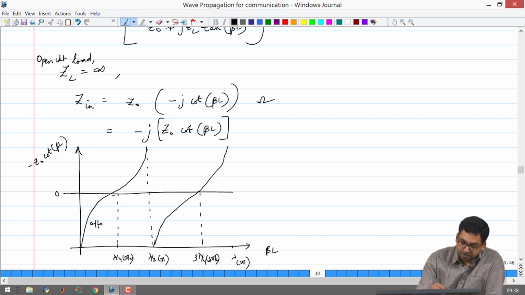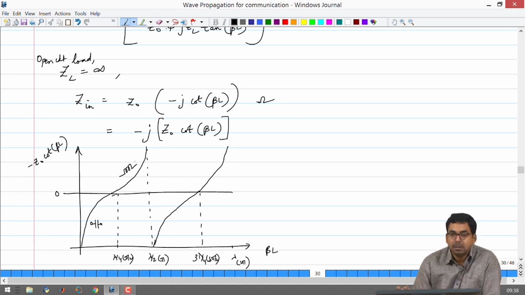If you were to look at the part where the minus Z naught cotangent beta L is negative, or net input impedance is positive, the equivalent circuit will be like an inductor, alright. So, if you were to make derivations on the transmission line only based on looking at the input impedance, you are not talking about RL, GC, etc. You are just looking at a transmission line of some length L with an electrical length of beta L, right.